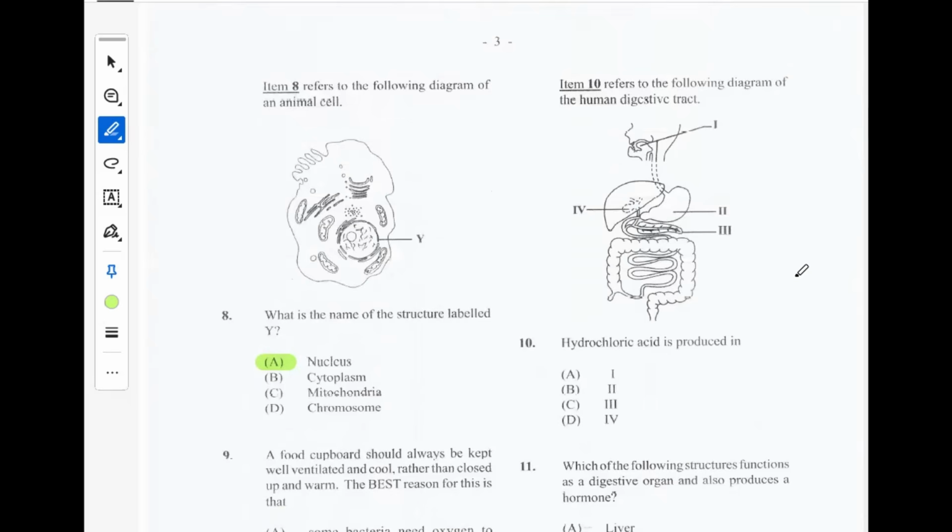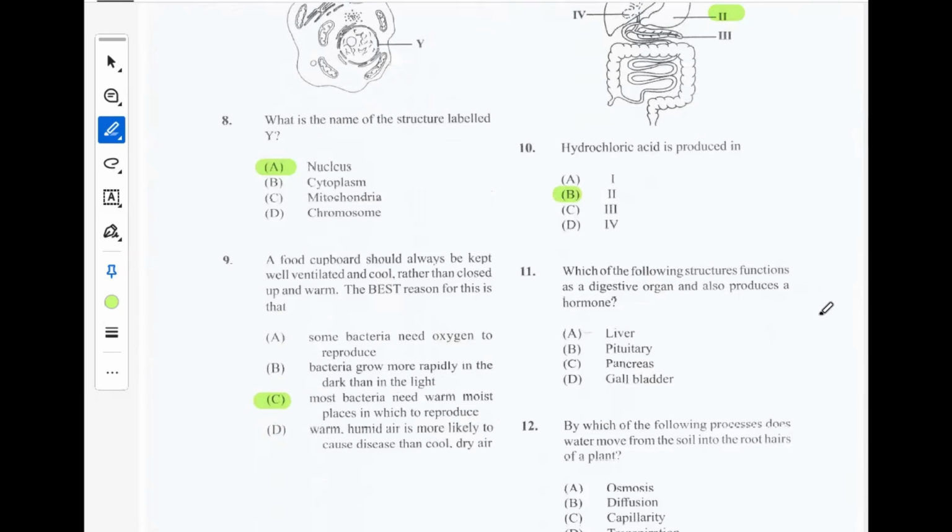10 refers to the following diagram of the human digestive tract. Hydrochloric acid is produced in the stomach. That's 2. So B is your answer. Which of the following structures functions as a digestive organ and also produces a hormone? In this case, you have to read through all the answers and pick the pancreas as the best answer.